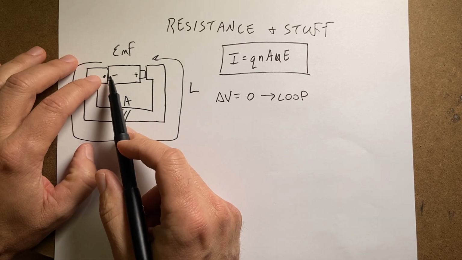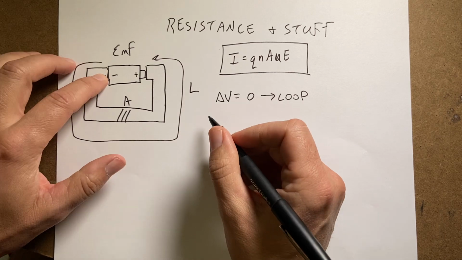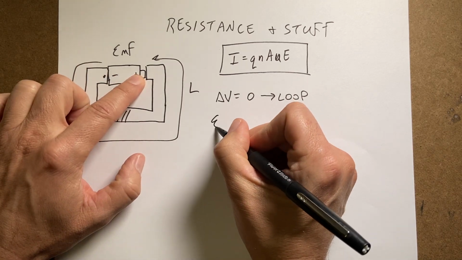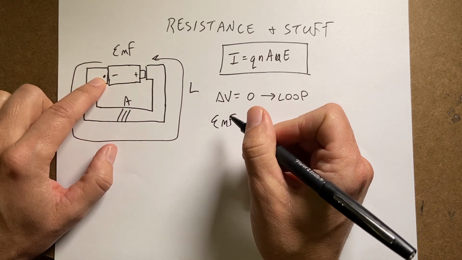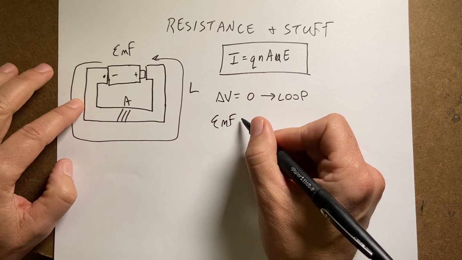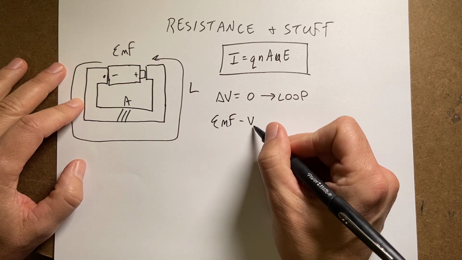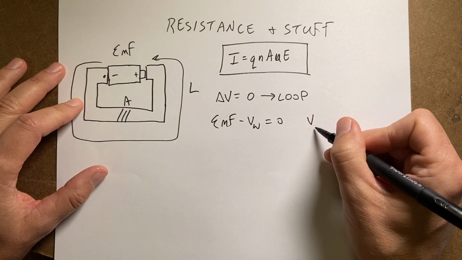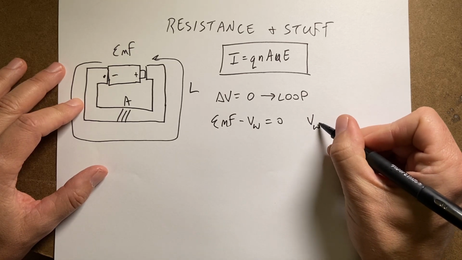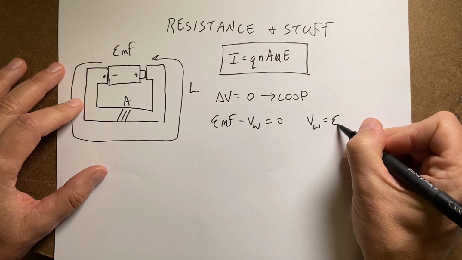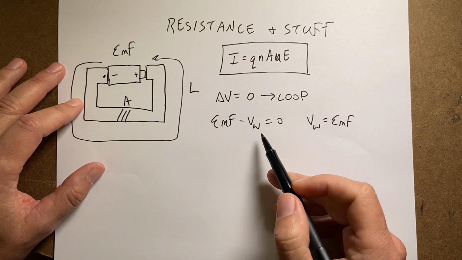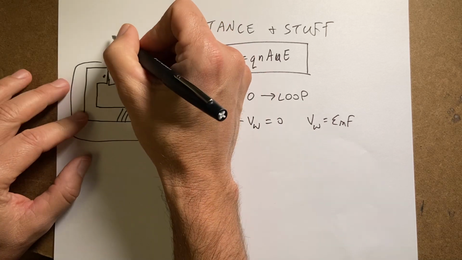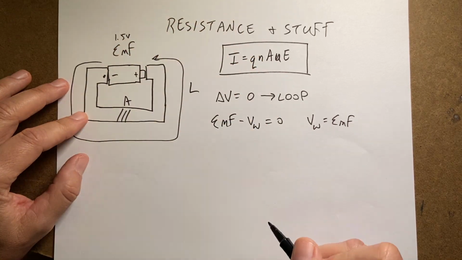Okay, so now if I break that down, I could say going from here to there, I have a change in potential of EMF, whatever that is. And then from here over there, I have minus V wire equals zero. So I could write the change in potential, I guess it's really a change, across the wire is equal to the magnitude of the potential. Let's say this is a 1.5 volt battery if you want.